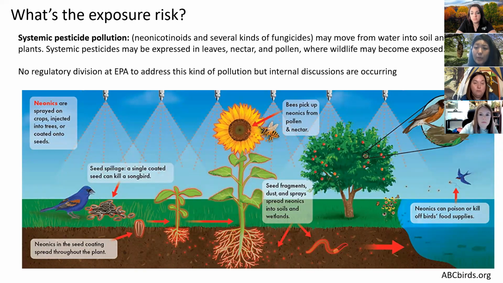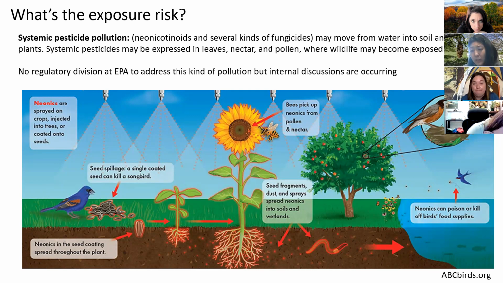These compounds can move in the water, into the soil, and through the plants. It can translocate to all parts of the plant, but it's expressed differently in the leaves, the nectar, the pollen, and the roots. But this is where a lot of our bees, as well as other wildlife, may become exposed. To my surprise, there's no regulatory division at EPA to address this kind of pollution.